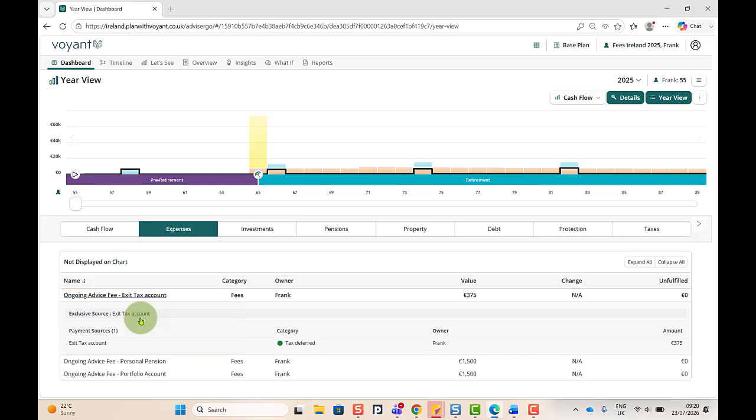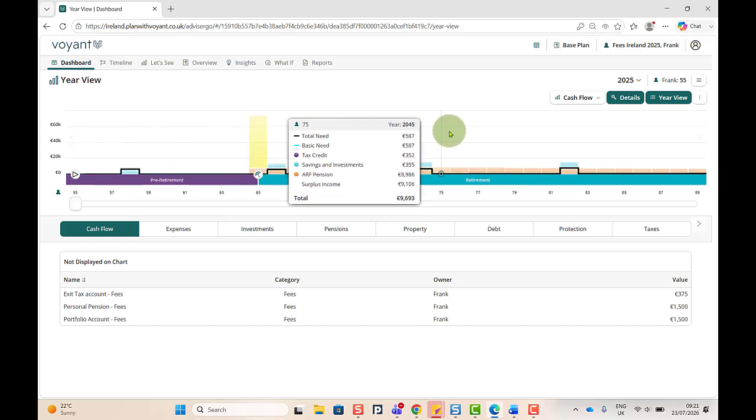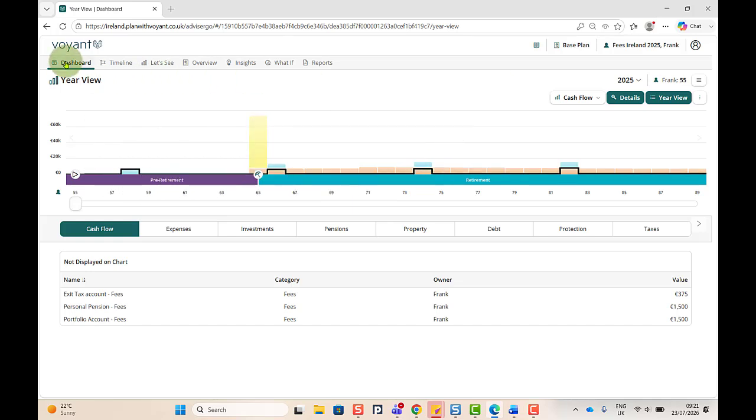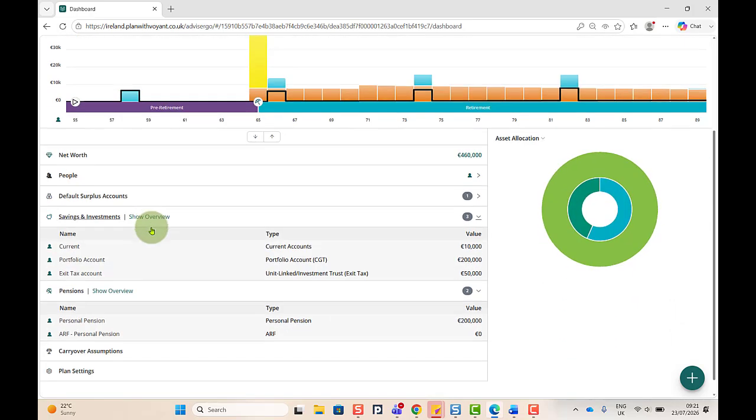Again, because we can follow the money around in Voyant, if you click on cash flow, you'll see the funds in the cash flow. Like expenses, this is separated from the usual cash flow, including income and planned withdrawals, and shows as not displayed on the chart, so you don't see it here in the chart. So let's go back to the dashboard, and we'll have a look at the portfolio investment as well.